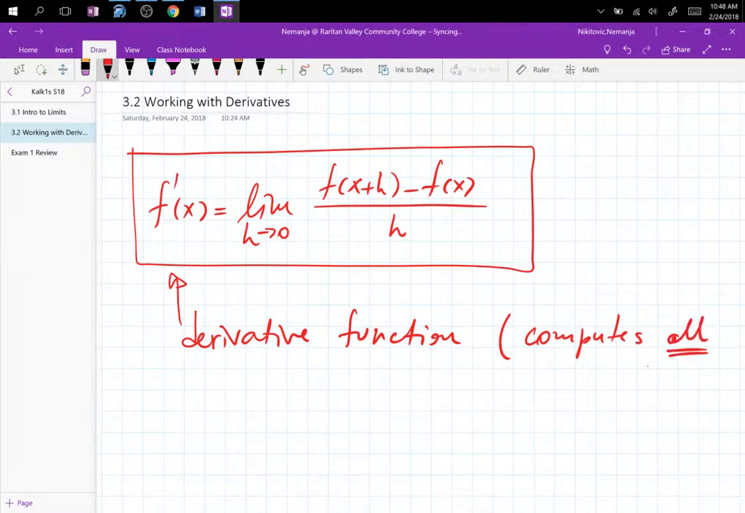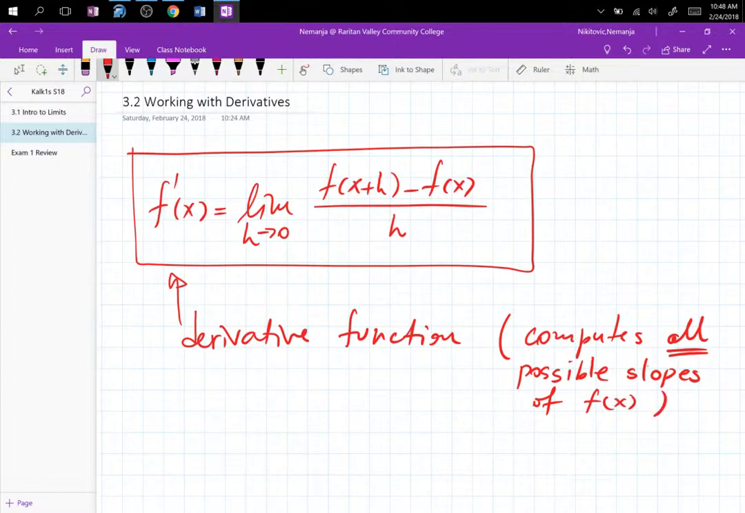Now we said the derivative function computes all possible slopes of f of x. So that's the main idea of the derivative. That's what it is. It computes all of the slopes. So what that means is that it measures the change of the function at every point.